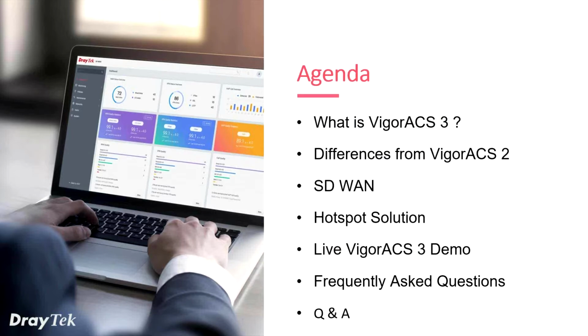So our agenda today is just giving you an overview of VigorACS 3 and the differences from it to ACS 2. I hope many of you will be familiar with our existing ACS server version, ACS 2, but we wanted to give you an idea of the differences between it and VigorACS 3. And then also we'll be showing SD-WAN, so giving you a really full idea of the capabilities of the SD-WAN solution and also the Hotspot solution, which are two new things to VigorACS 3. And then we've got a demo, and then some frequently asked questions, and then a Q&A session.